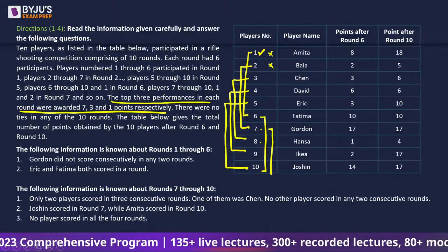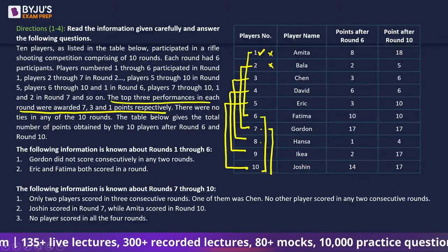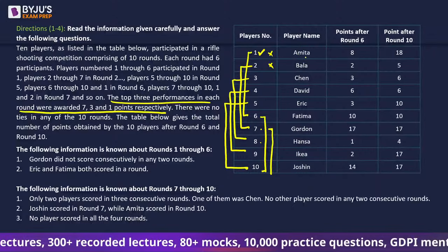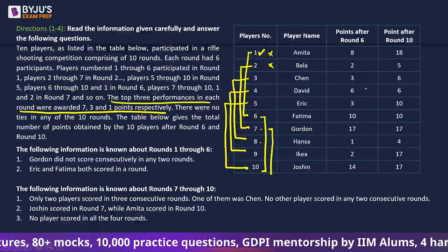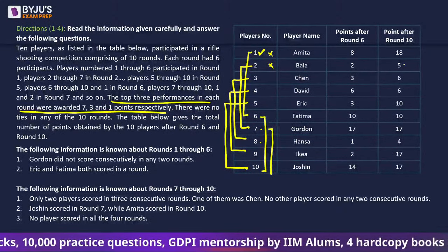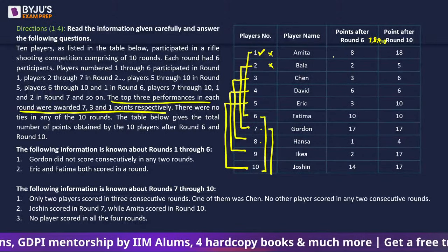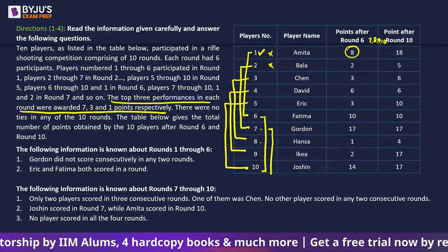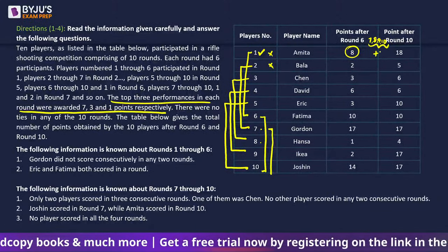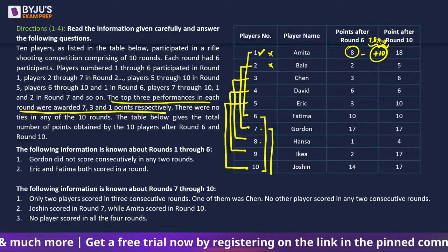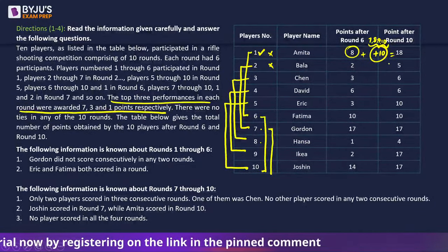Now, the table below gives the total number of points obtained by the 10 players after round 6 and round 10. So, after round 6, A had these many points, B had these many, C had these many, and so on. And after round 10 also, these many points they had. So in rounds 7, 8, 9, 10, if I look at Amita, she had 8 points up to round 6. In the next 4 rounds, she was able to add 10 more points to her score, so that eventually there were 18 points for A, right?